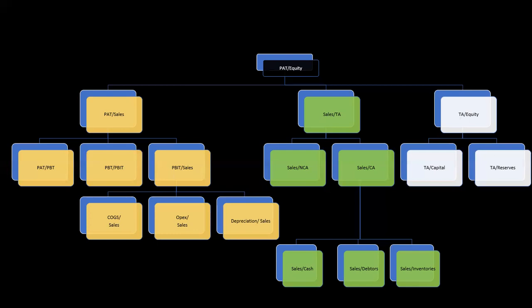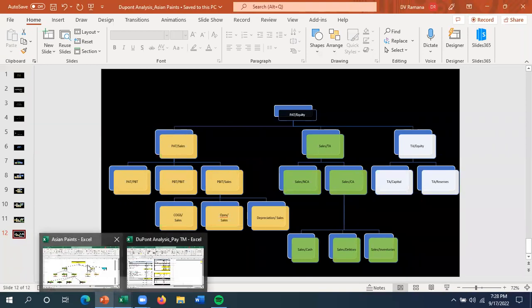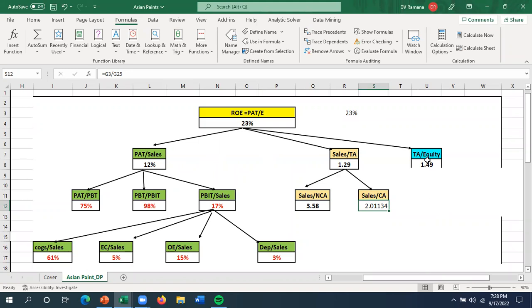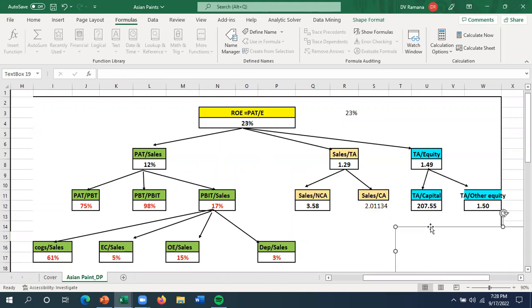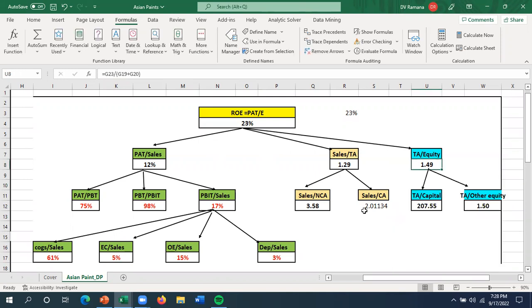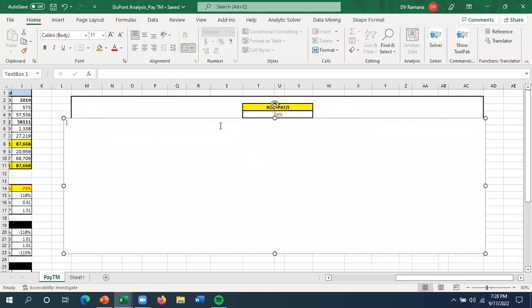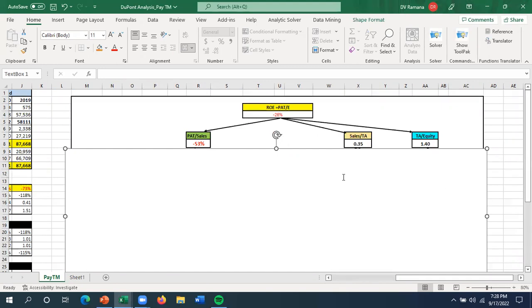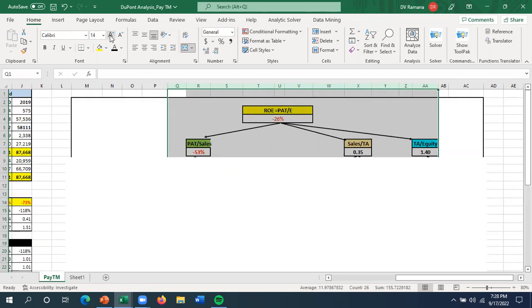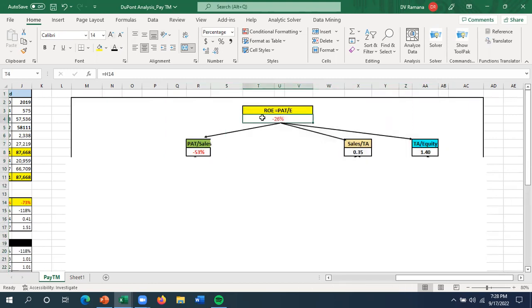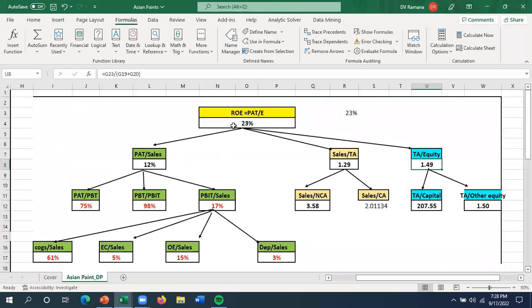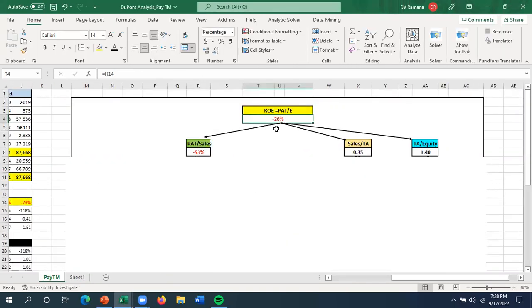But a question may come to your mind: will this be meaningful for a loss-making company? We took the example of Asian Paints, which is a profit-making company, and its ROE was positive, and then it gave all these breakups. To give you some picture of a loss-making company, I'll just show the first level for PayTM. This is PayTM, which is a loss-making company. So PayTM's return on equity, unlike Asian Paints, is negative 26%, whereas the ROE of Asian Paints is positive 23%. So why is PayTM's ROE negative 26%?